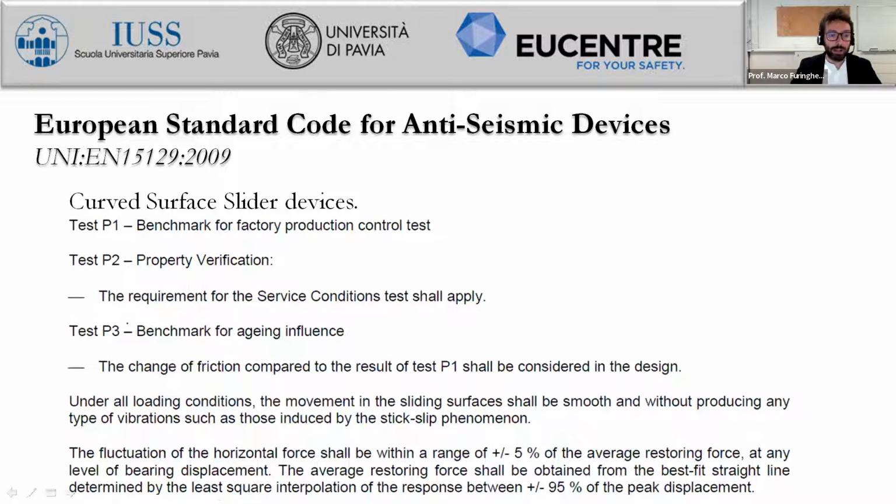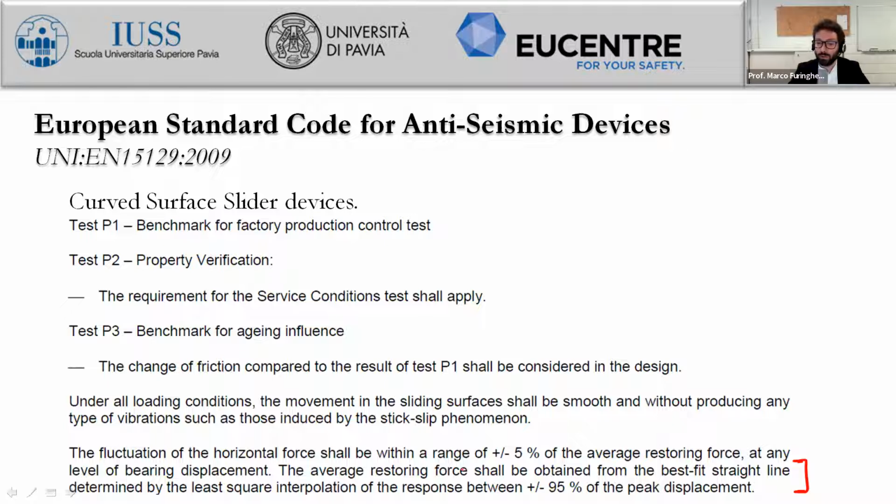And then there are benchmark verification tests, P1, P2, and P3. You will see finally all the requirements. And this is okay. This is actually what I mentioned. This is another requirement for the horizontal force, which shall be within plus and minus 5% of the average restoring force. And this is the procedure.